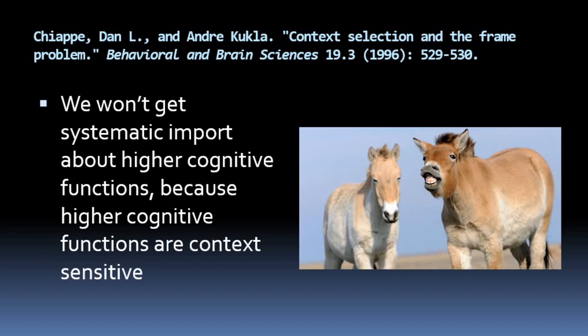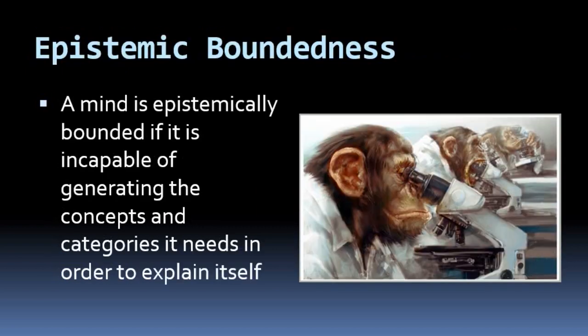And they're doing it precisely based on the stuff that I've been really emphasizing in this course about what intelligence really is. This is an argument that we are what's called epistemically bounded. Epistemic boundedness is the idea that a mind is epistemically bounded if it's incapable of generating the concepts and categories it needs in order to explain itself. And that's a thing that you could legitimately think, and lots of people legitimately think this, that look, we're just never gonna understand ourselves.